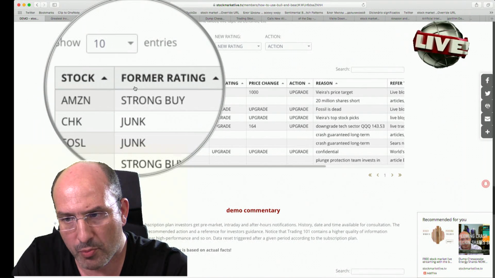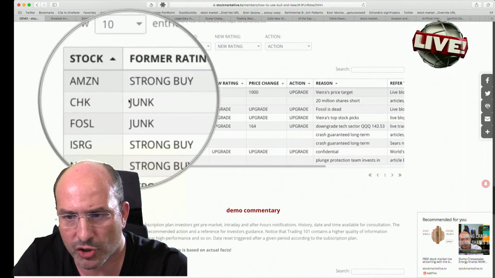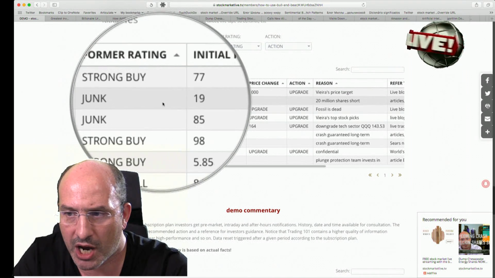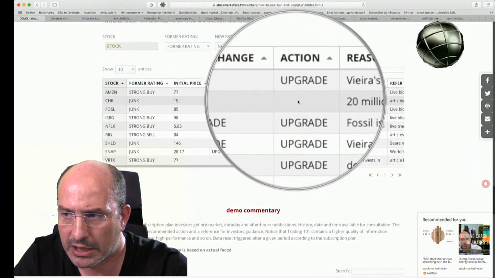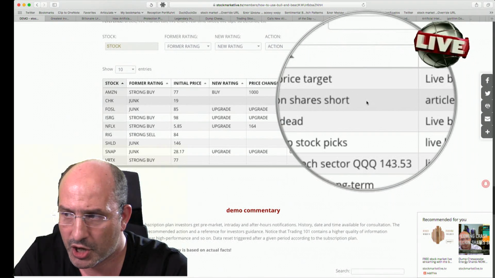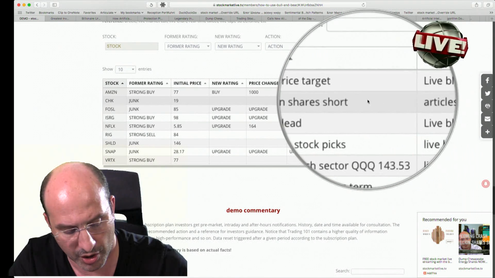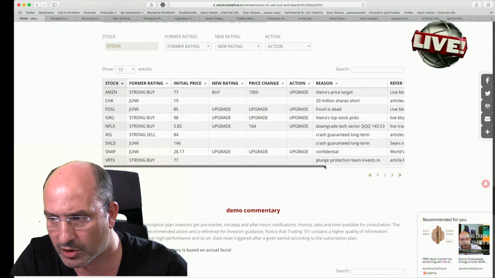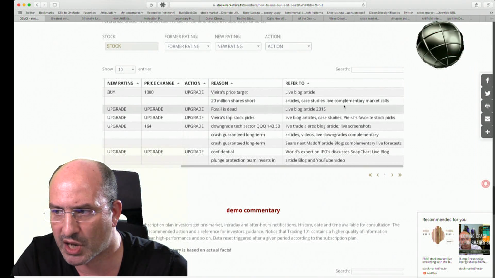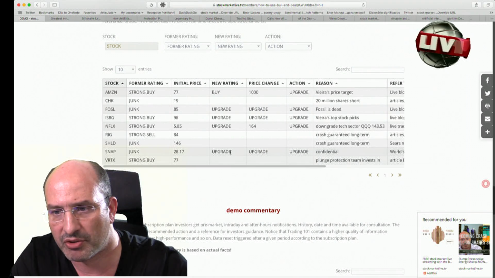Your portfolio, demo portfolio, based on facts. Amazon strong buy, you have here Chesapeake Energy, former rating junk, initial price, and is still a junk rating, okay? 20 million shares short. You have articles and so on and live market calls, and you can use this bar to scroll, okay? So case studies, live complementary market calls, and recommendations in real time, okay?